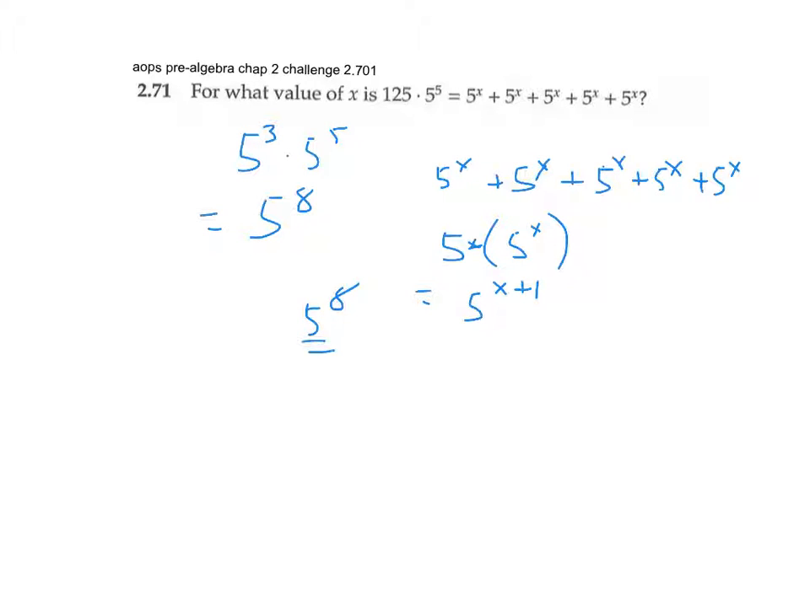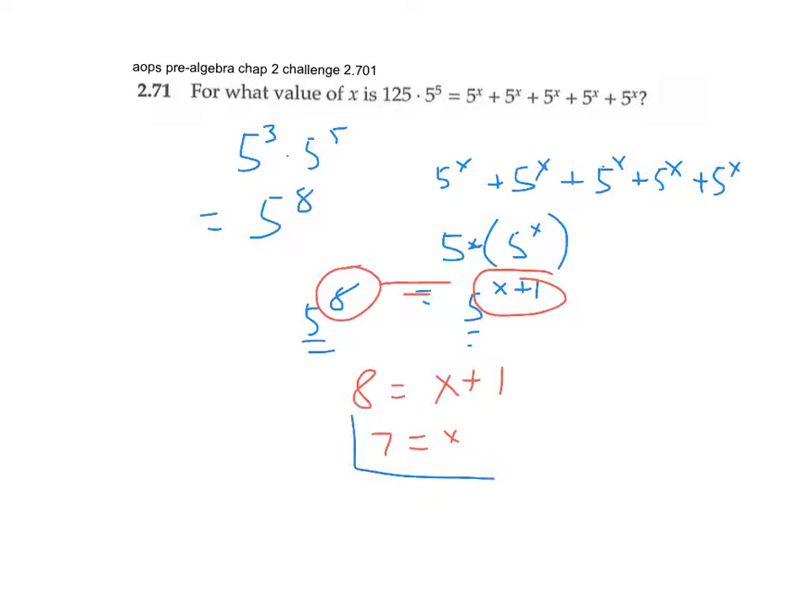Well, if the bases are the same, then for them to be equal, the exponents have to be the same. So these have to equal each other. So 8 has to equal x plus 1. Therefore, 7 equals x. And so it's a little bit easier than you would have expected looking at it.